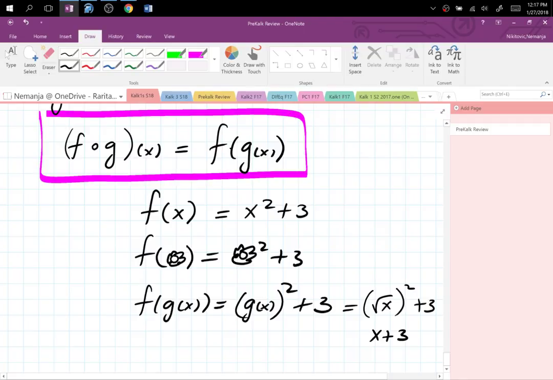So that's what we have. So in this case, function composition, f of g of x was x plus 3.